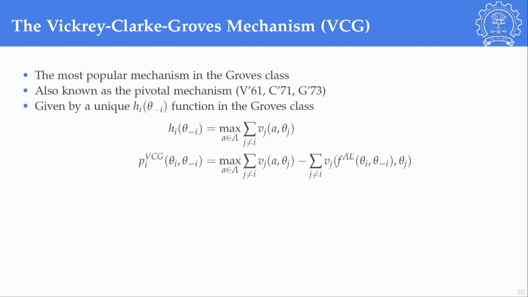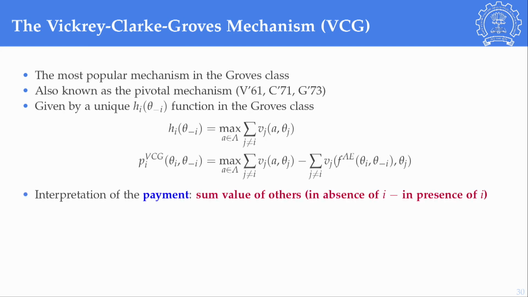The second term is inherited from the Groves mechanism, so that does not change at all. Now, this particular thing, which is a special case of the Groves payment rule, is going to be the Vickrey-Clarke-Groves mechanism, named after three different individuals, Vickrey, Clarke and Groves, so named VCG. It is also known as the pivotal mechanism. You can think about this payment as the sum value of the other agents: the first term is in the absence of agent I, and the second one in the presence of agent I, but the sum is taken with respect to all the other agents.